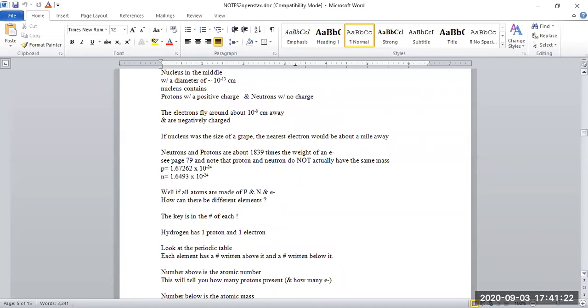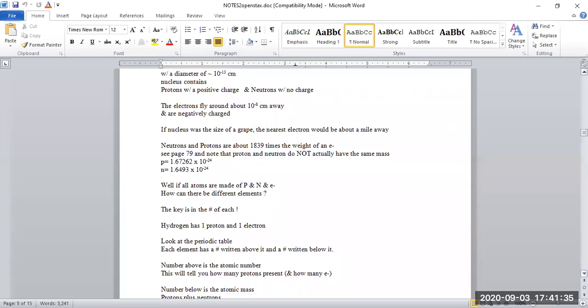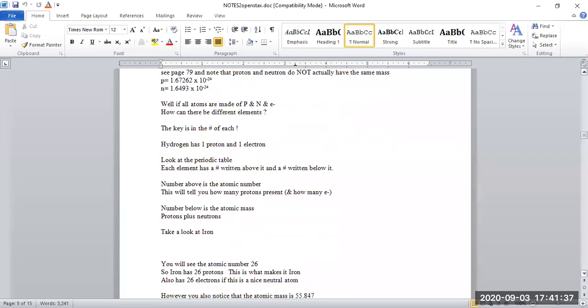We've got 3 pieces: protons, neutrons, electrons. We've got like 116, 118 different elements. Well, how do you get all those different elements if we only have 3 pieces? It's all about the numbers. How many of those pieces do you have? And most critically, the number of protons is actually what allows you to identify your element.